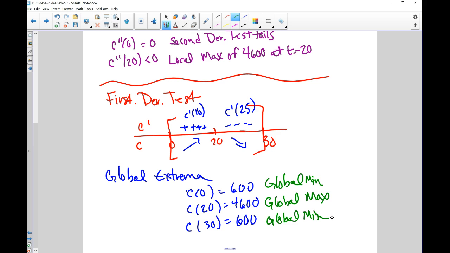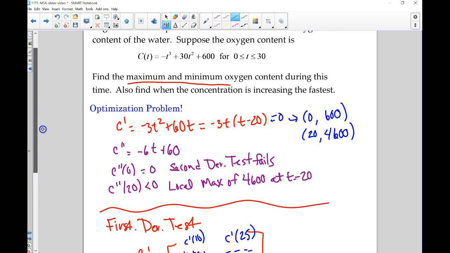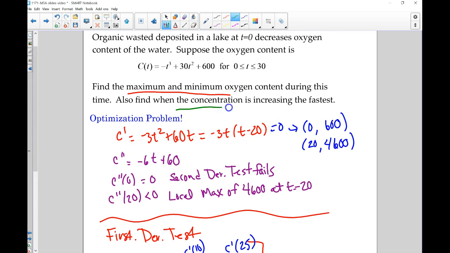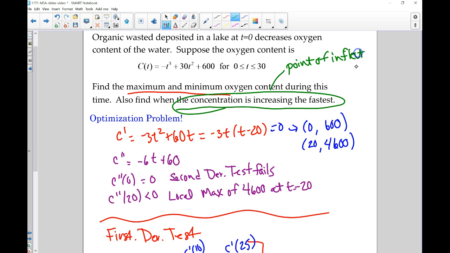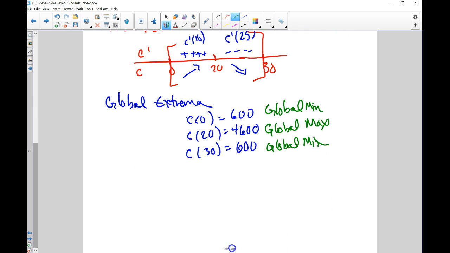Alright, so we've classified those, and then the last thing is find when the concentration is increasing the fastest. Now this isn't completely obvious. This is asking us to find a point of inflection. Okay, so when it is increasing the fastest, this is a point of inflection, which is when the second derivative is equal to 0.